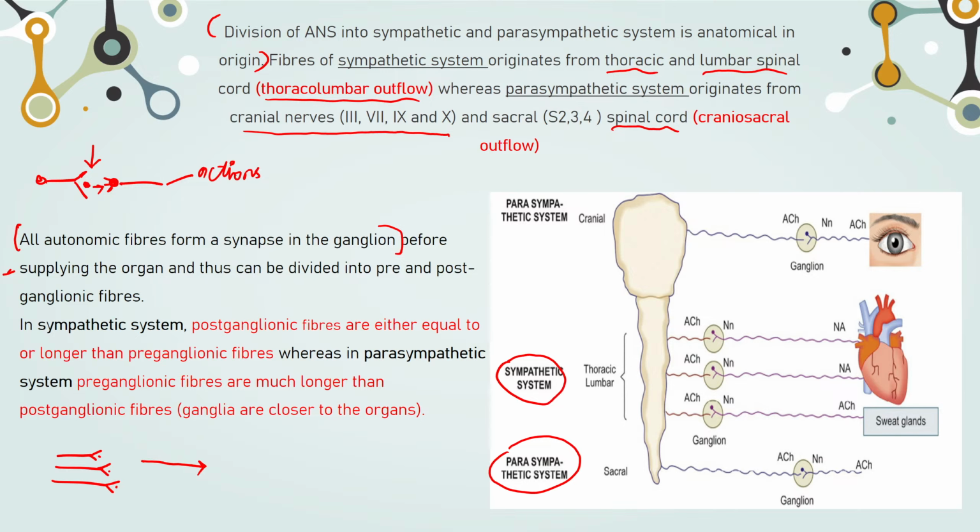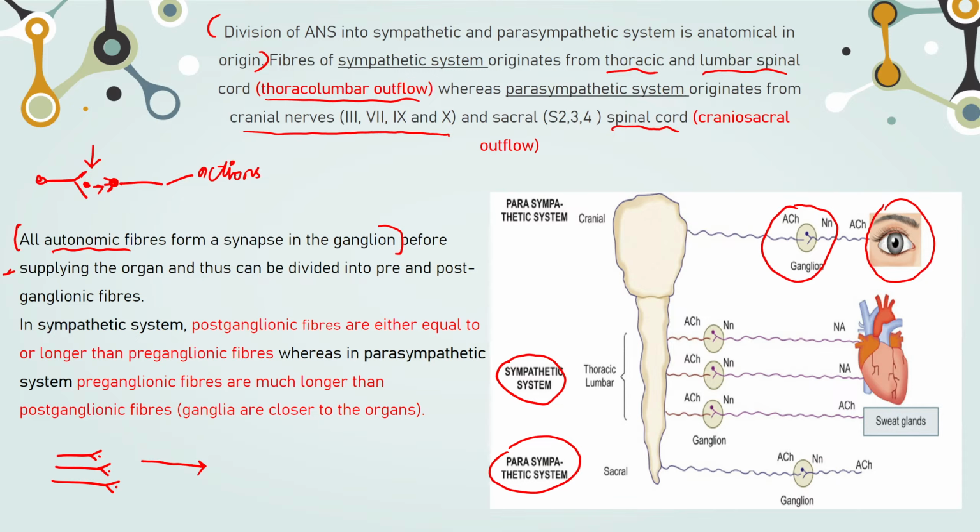So here all the autonomic fibers will form a synapse in the ganglion before they supply the organ. See here, the eye. Before supplying the organ, they will form a synapse here in the ganglion, and thus they can be divided into pre and post ganglionic fibers. Now in the sympathetic system, the post ganglionic fibers. What are the post ganglionic fibers? The fibers which originate after the ganglion. Once the message reaches the ganglion, it will be processed and then sent to the corresponding organ with the help of a post ganglionic fiber.